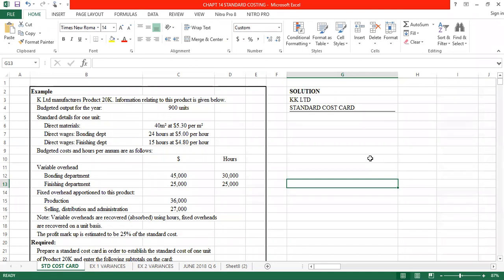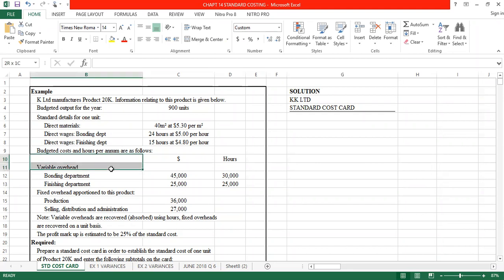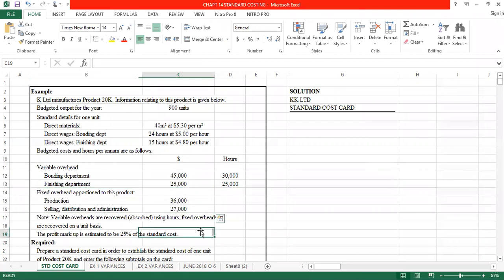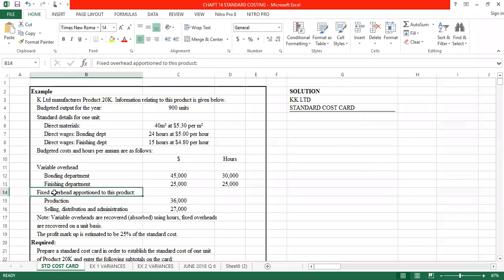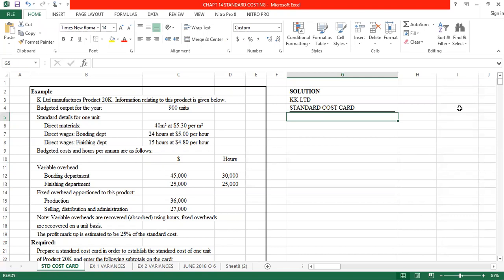So note, the variable overheads are recovered using hours. Fixed overheads are recovered using units. So that is what we have in our question. Now, in order to get the cost per unit, I'm working in dollars, take note of that.